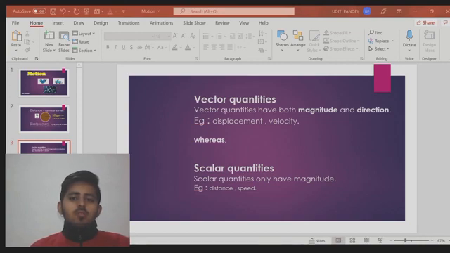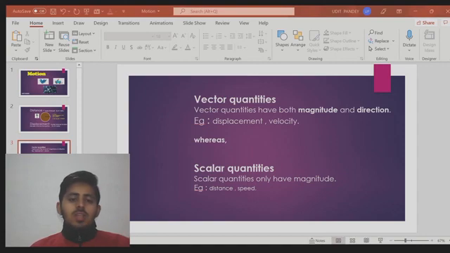Vector quantities have both magnitude and direction. Now you would be confused what magnitude is. You would know direction: east, west, north, south. Basically, we know about the directions. But what is magnitude? Magnitude is the quantity. Suppose we take the example of displacement. As I told earlier, it is the shortest distance between the initial and the final position. But I missed one point, that it has direction also.